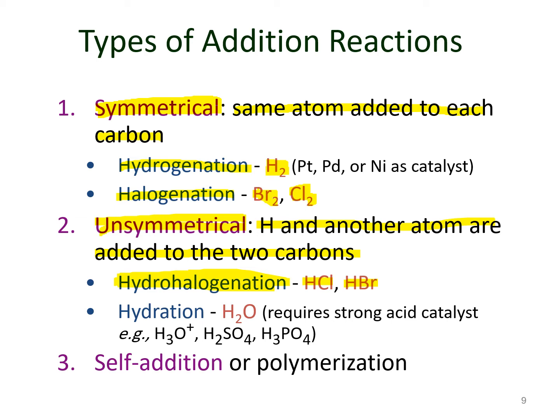Second type of unsymmetrical reactions are hydration reactions, and these will be adding up the H2O molecule. Again, one carbon will take the hydrogen or H positive, the other one will take the hydroxyl ion. And this hydration reaction is a difficult reaction, a very slow reaction, and it requires a strong catalyst. So this point is important to remember. A strong acid catalyst has to be there for this reaction to work.